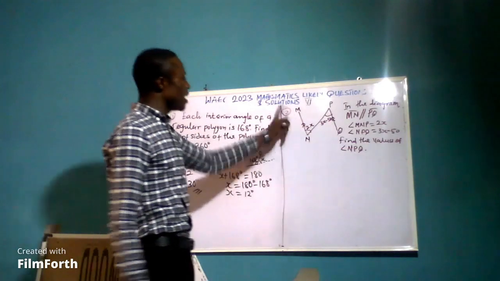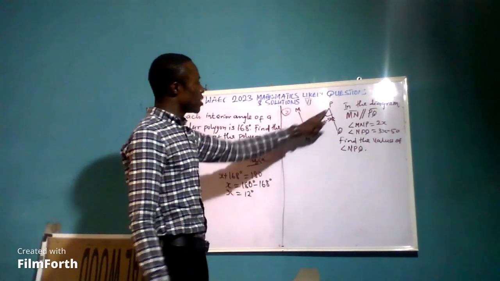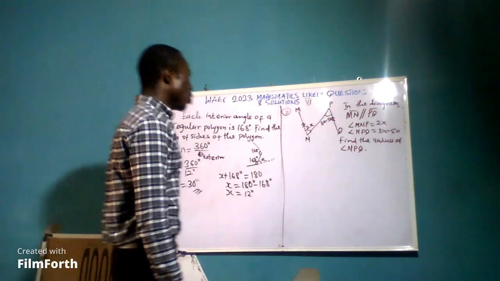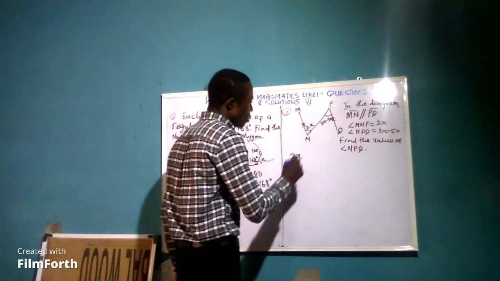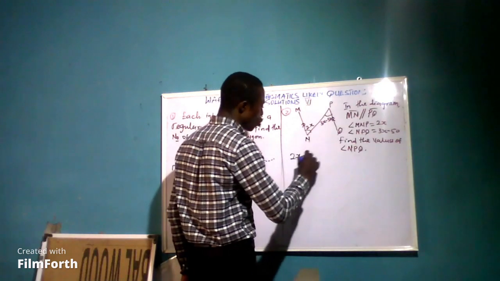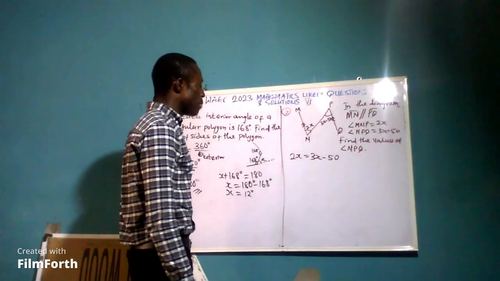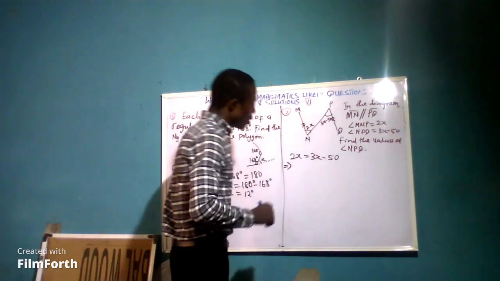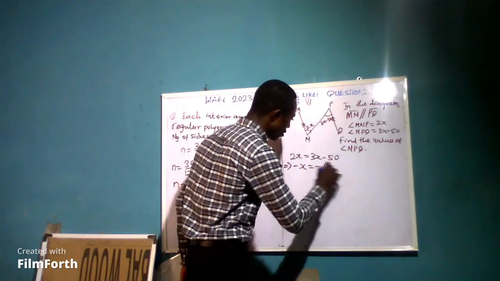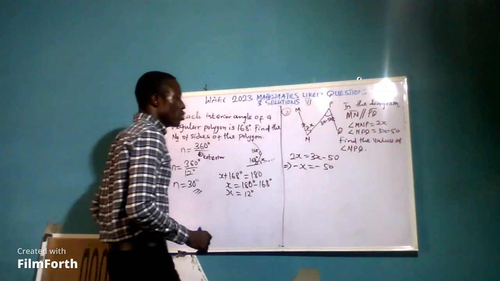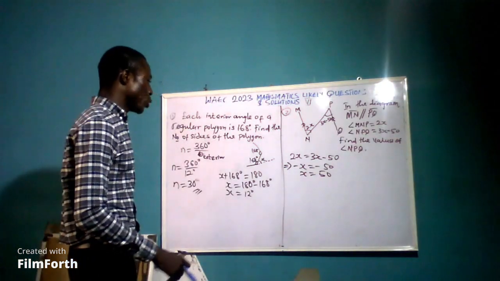Since the lines MN and PQ are parallel to each other, the angle formed by a straight line touching both will be alternate angles, so by the definition of alternate angles, 2x will be equal to 3x minus 50. And if I'm right, that implies minus x equals minus 50 by collecting like terms, so that x will be equal to what? 50. You divide both sides by minus 1.